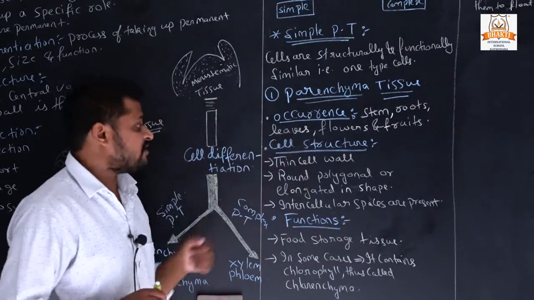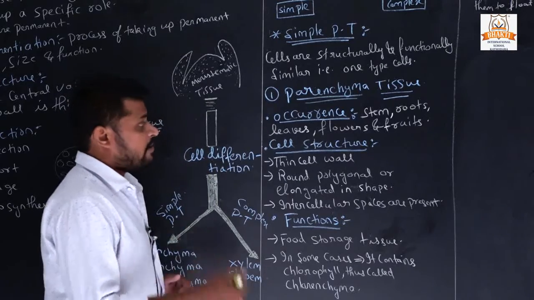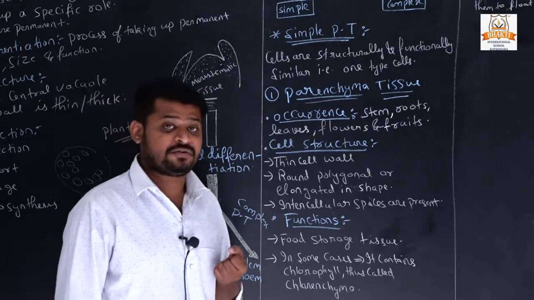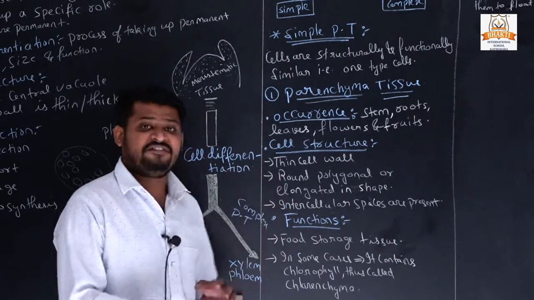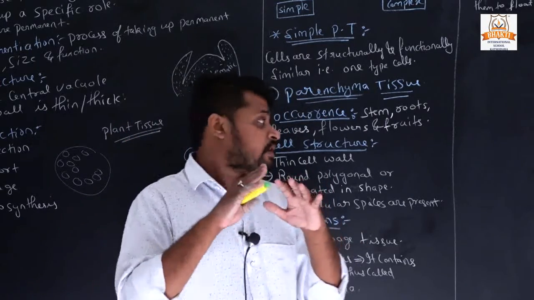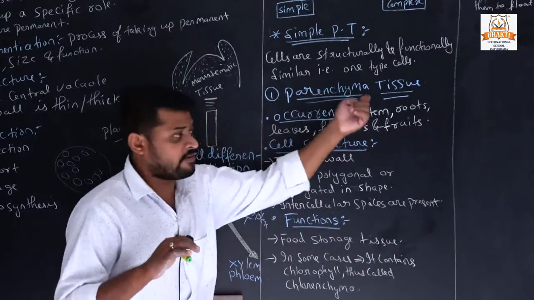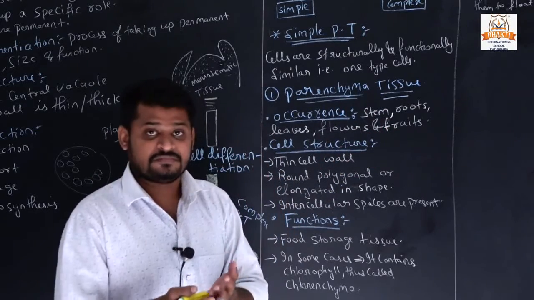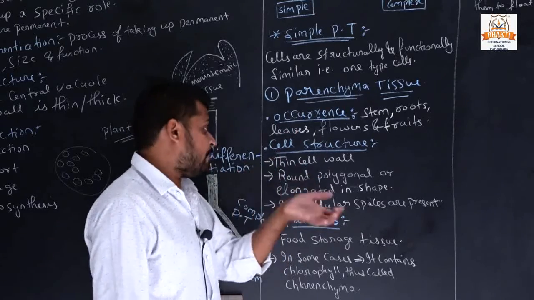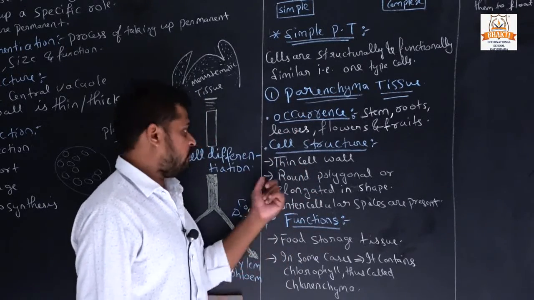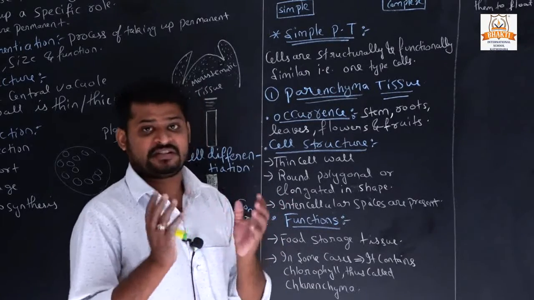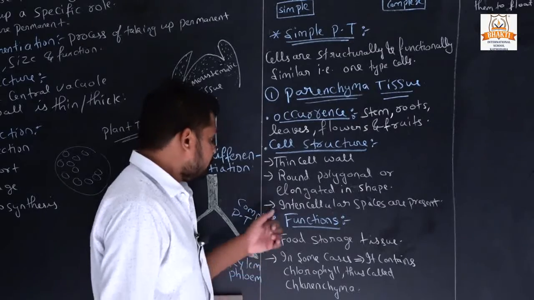The cell structure of parenchyma tissue is that it has a thin cell wall. The cell wall of parenchyma tissue is very thin. It has different structures depending on where it is found, whether in the stem, root, leaves, flower or fruits. The shape will depend on that. It can be round, polygonal or elongated. So it has different shapes, all depending on where it is found.